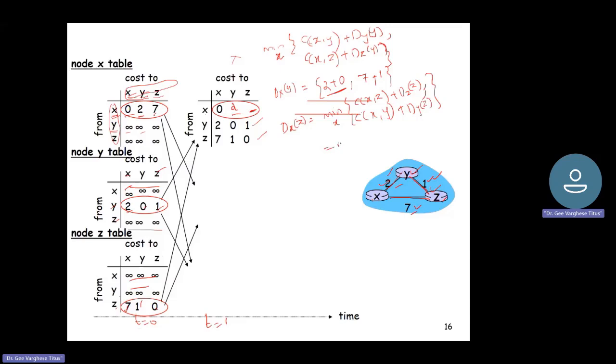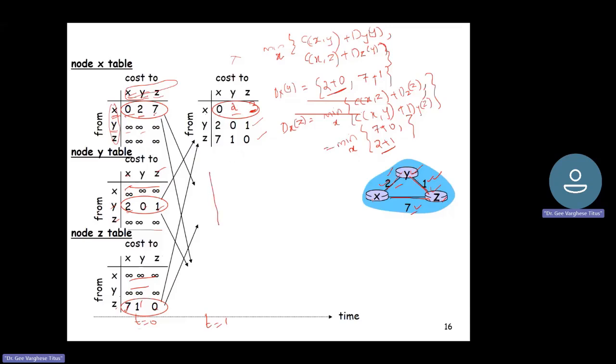So which of these two is minimum? If I write the numerics over here, minimum across all the neighbors of X, C of X comma Z is 7, so 7 plus 0, or you can send it to Y and then Y can forward it. So basically 2 plus 1, that is basically 3. So 3 is minimum, so what you will write here is 3. This is for node X.